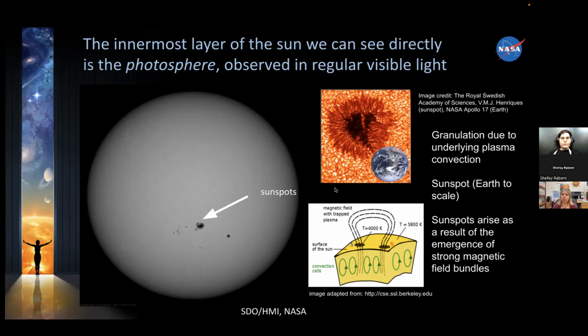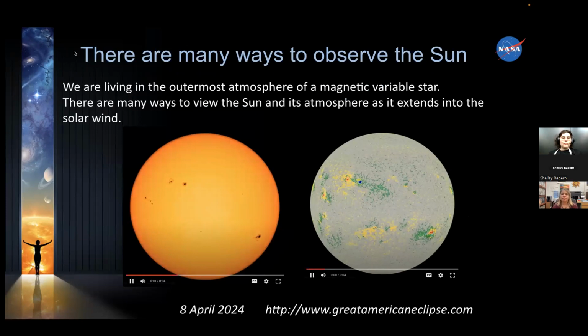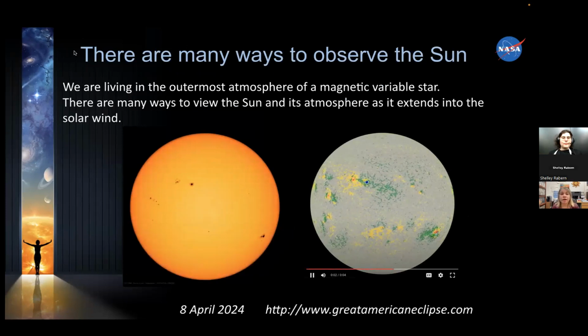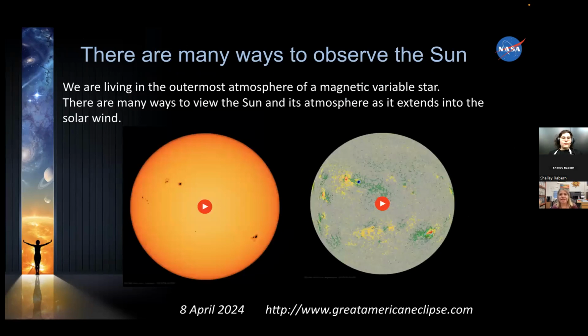And so sunspots arise as a result of the emergence of strong magnetic fields from the interior that make it into the surface. Now, again, there are many ways to observe the sun, and we are living in the outermost atmosphere of this magnetic variable star. So there are many ways to view the sun. And I just have two right here.